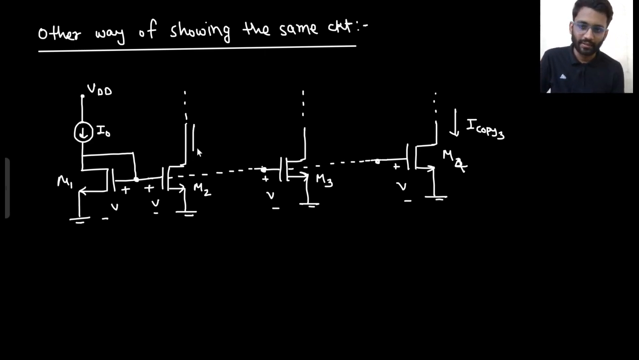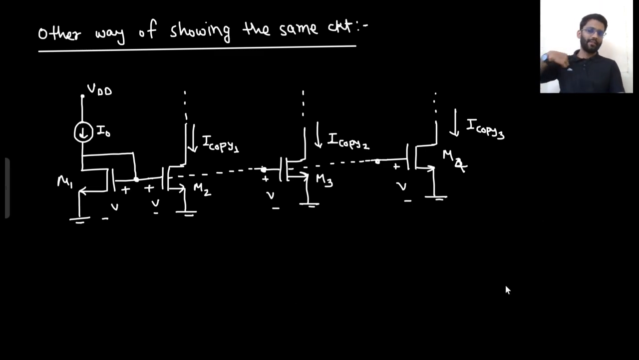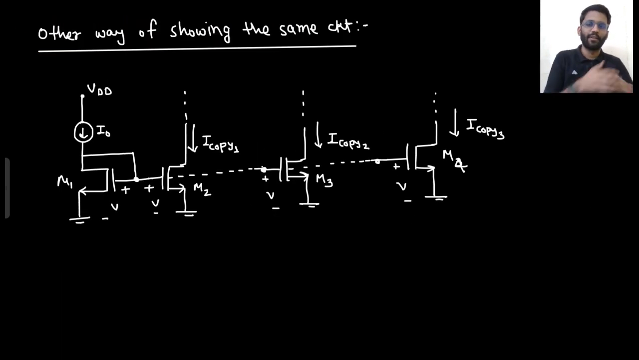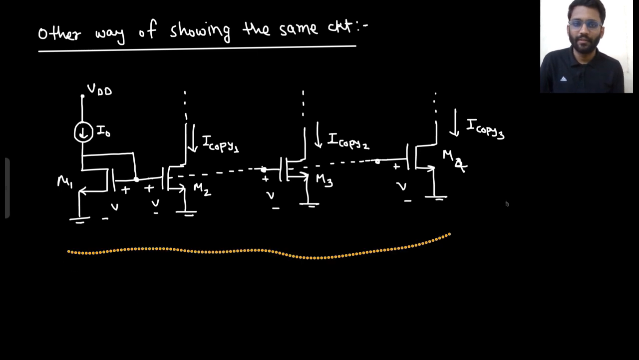Okay, this will be your I copy 1. And this will be your I copy 2. So in the same way it is shown, and these equation will be the same, nothing different will be there. Are you getting this point? So this is the same way of showing the other way of showing the same circuit, right?